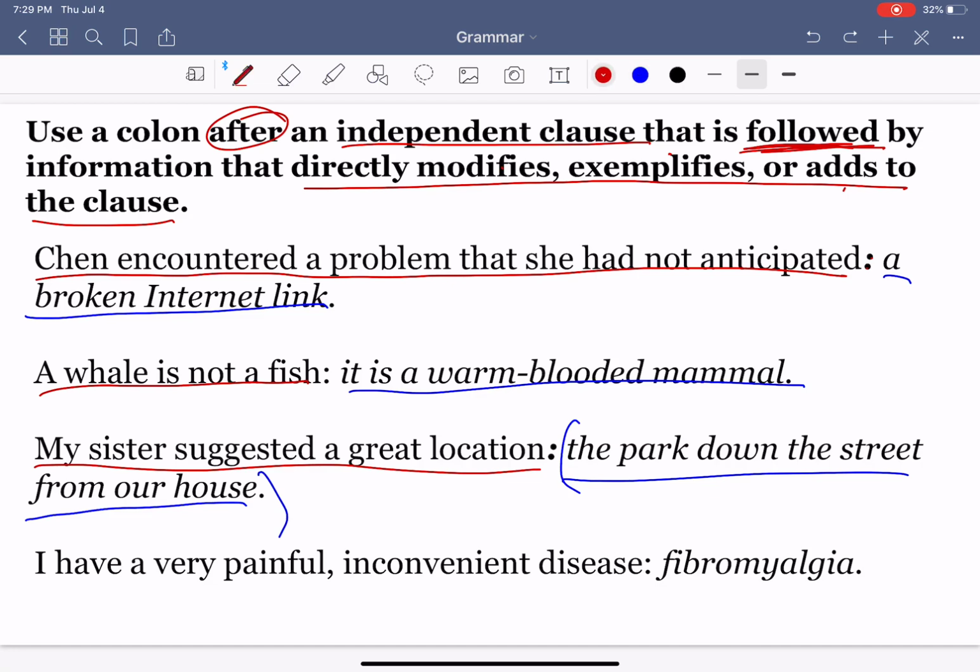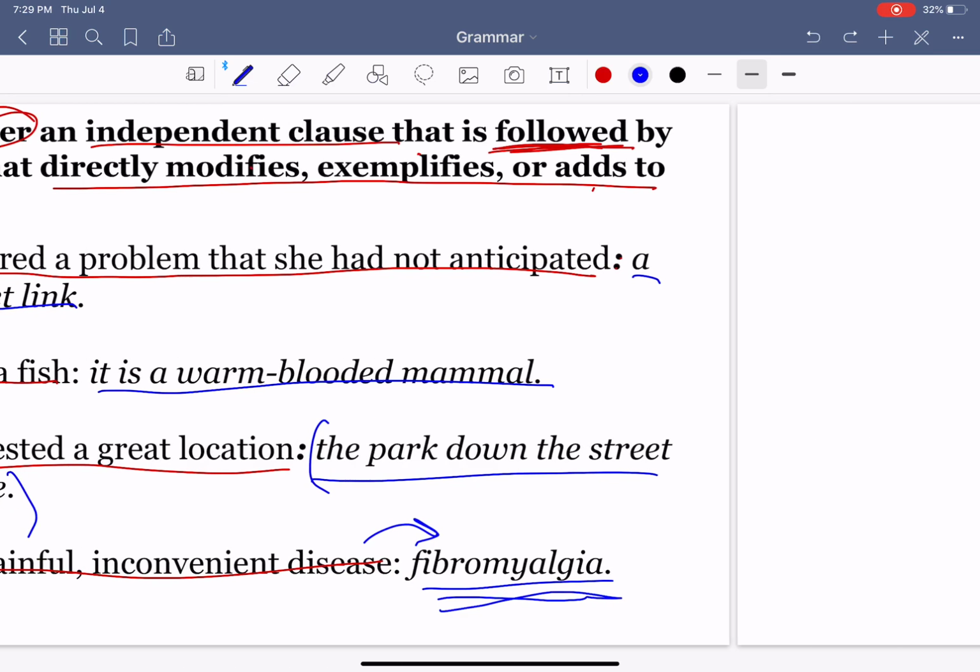The next one, another example. I have a very painful, inconvenient disease: fibromyalgia. Fibromyalgia is just a word, it is not a complete sentence. And "I have a very painful, inconvenient disease" is an incomplete clause. So this part is modifying disease. So what disease? Fibromyalgia. So it's a clause that is modifying the previous independent clause. So you can put a semicolon to separate that. A colon. You can use a colon to separate that idea.